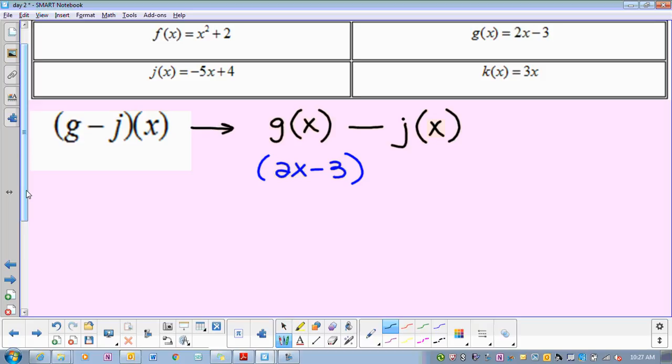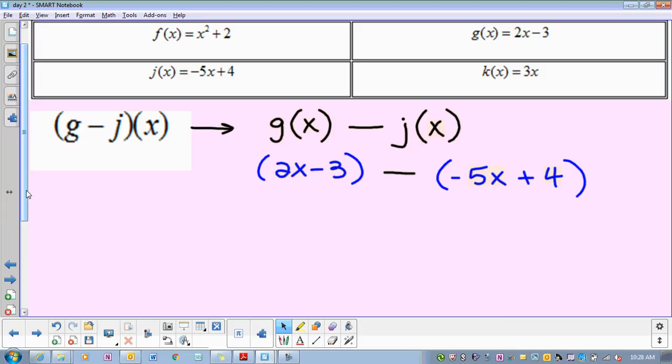Minus, what's my j of x? Negative 5x plus 4. Oh, I see a subtraction sign in front of the parentheses, what do we do? Distribute. Good. Distribute that negative. You could write a -1, or you could just distribute the negative sign, whichever one you like.